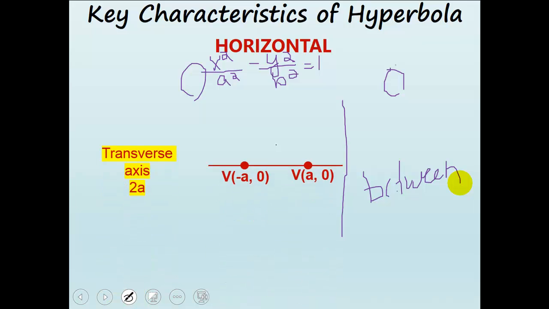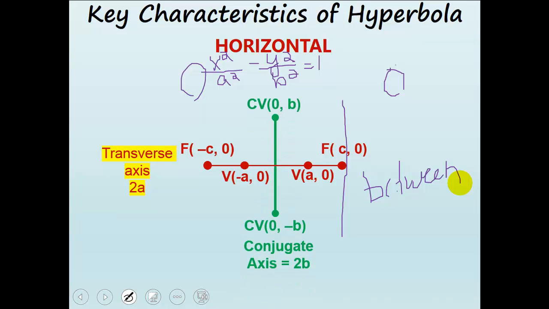We have a transverse axis that holds the vertices, okay? That also holds the foci. The foci are going to be in between the two branches, okay? We have a conjugate axis. That's going to hold your covertices, conjugate covertices.